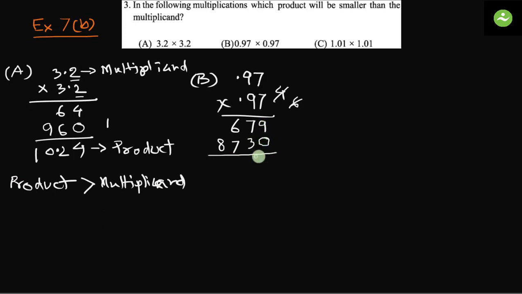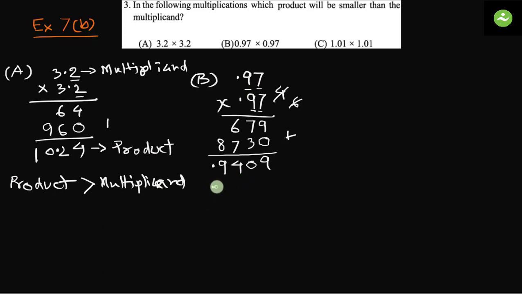Do the addition. 9, 10, 1 in hand, 6 and 7, 13 and 1, 14, 1, 8 and 1, 9. 9409. How many digits before we have to put the decimal point? We have to count. 1 digit, 2 digit, 3 digit, 4 digit. So total 4 digits before. We should place the decimal point here. So the multiplicand was 0.97 and the product is 0.94.